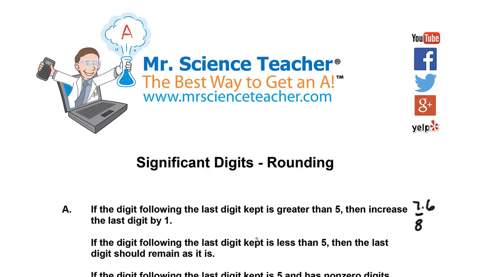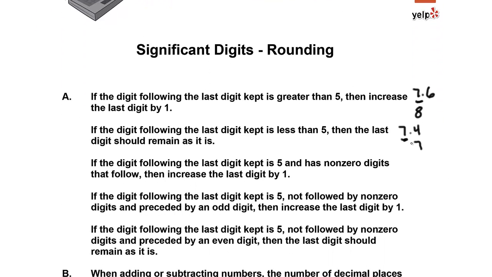If the digit following the last digit kept is less than 5, then the last digit should remain as it is. So if I have a 7.4, then this last digit should be just a 7. And so that should be very normal too.